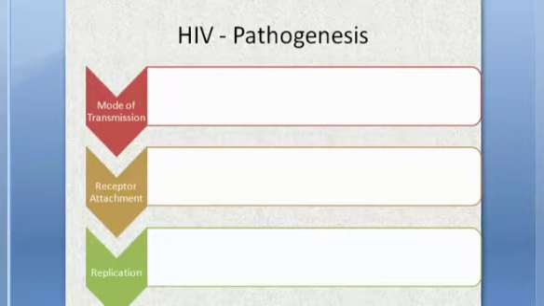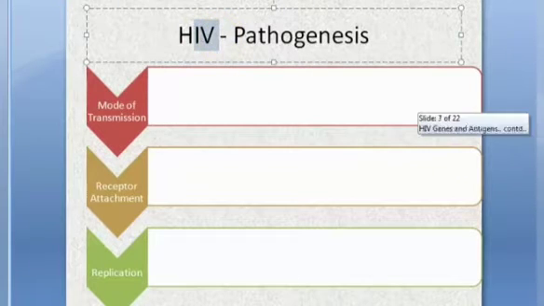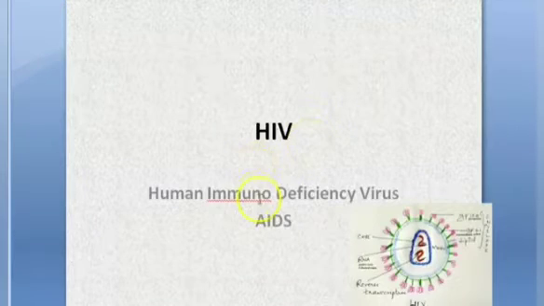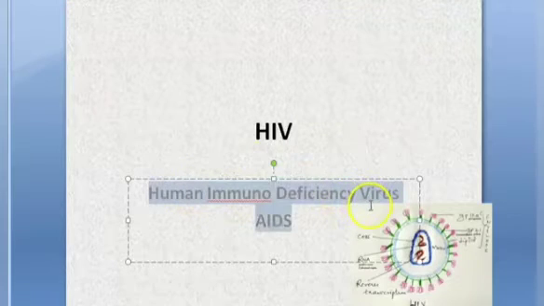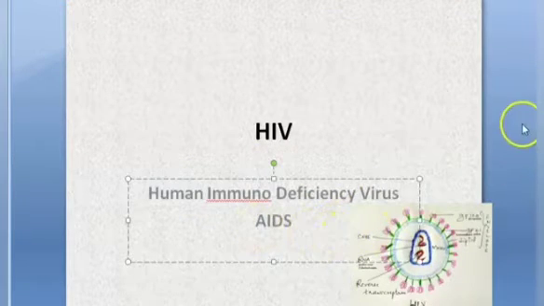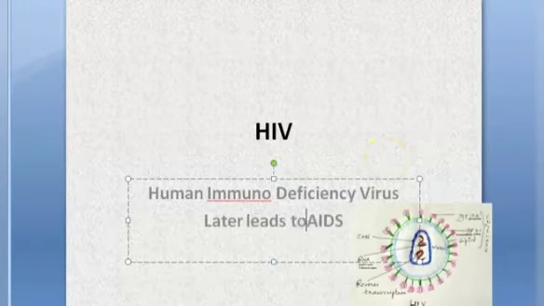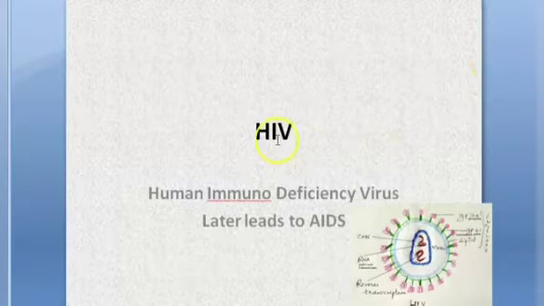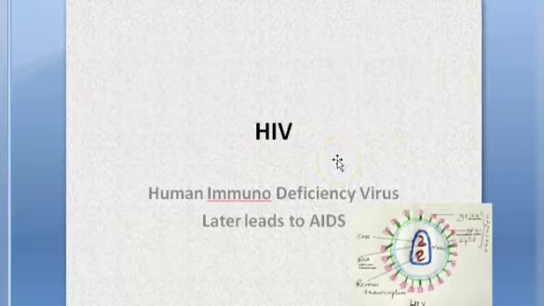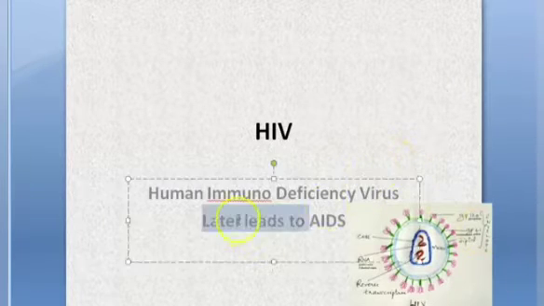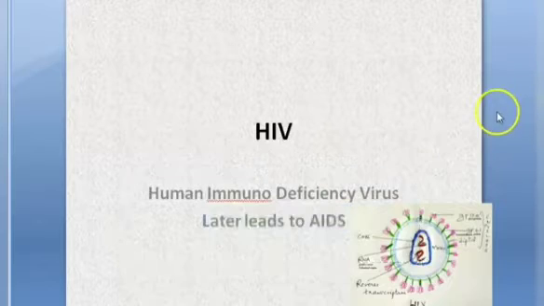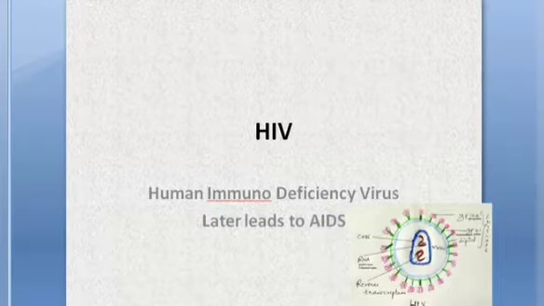In this video we want to look at the pathogenesis of HIV, that is the human immunodeficiency virus. First, let's recap what we have seen so far. We started off with the human immunodeficiency virus, which can later lead to AIDS, okay? So HIV infection is not called AIDS. HIV infection is HIV infection or an HIV positive person. Later on, if it progresses, then it becomes a disease called acquired immunodeficiency syndrome, right?